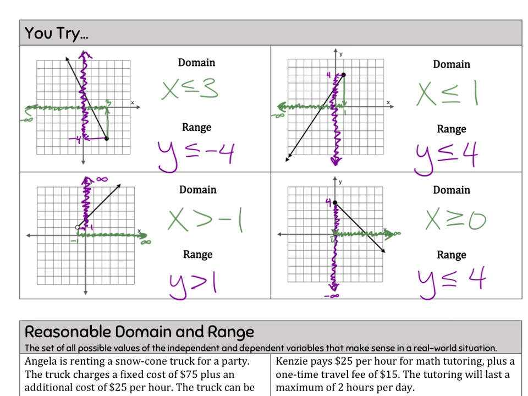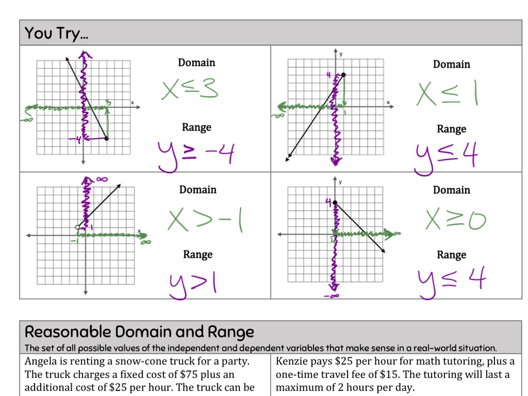For the y's, the lowest that this goes on its one endpoint is -4, and everything else for the line shows up above on the number line. So it's all real numbers, and I totally wrote that wrong. Okay, all real numbers greater than or equal to -4, because it's above.